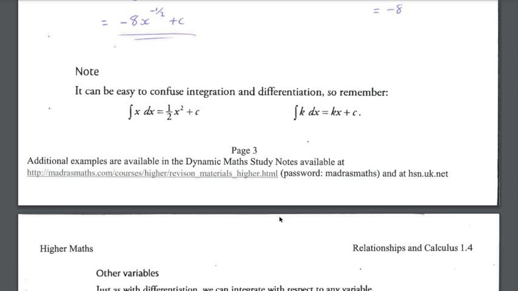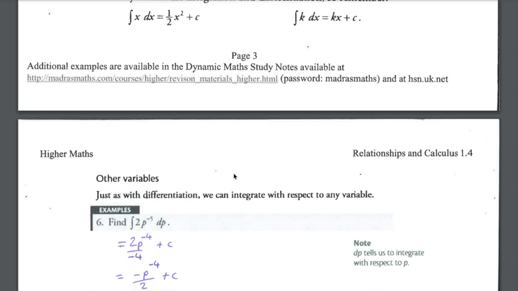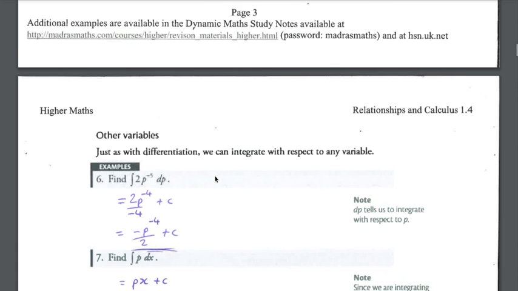Question number 6. Actually, before that, it can be easy to confuse integration and differentiation, which is very true. I see that a lot. Nobody's doing that on purpose, guys. Remember, integrating, we add 1 to the power, divide by the new power. If we're differentiating, we're multiplying by the power, reducing the power by 1. There may be a little bit of confusion between the two at some point, but hopefully after you've covered both in class and then started to revise properly for future assessments, you'll start to notice the difference and stop making that mistake.